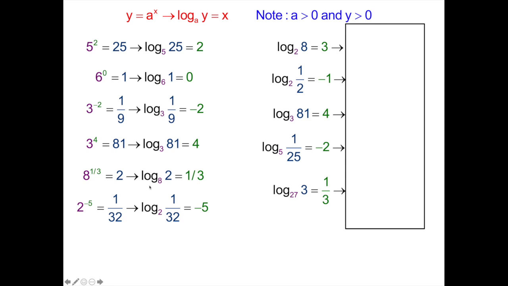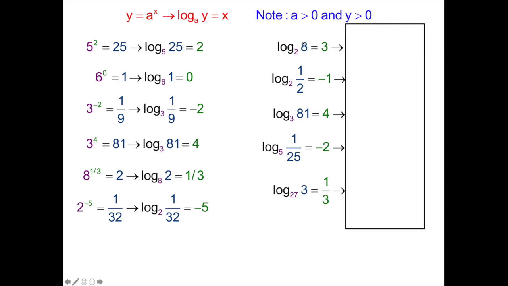Over here, we've got log, the base is 8 of 2, and that equals 1/3. And then this last one, we've got the log, base is 2, we have of 1 over 32 is equal to -5. Now over here, we're going to do the exact opposite. So for our first example, we're going to keep the base the same. Our base is 2. We raise that to the third, and that's equal to 8.